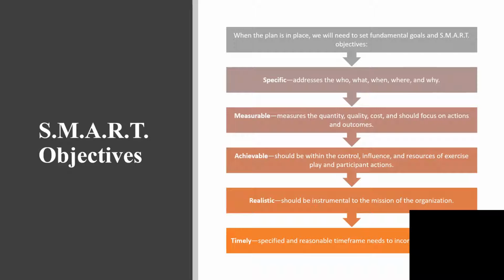Achievable. Needs to be within the control, influence, and resources of exercise play and participant actions. Realistic. It should be instrumental to the mission of the organization. Time specified. Timely. Specified and reasonable time frame.